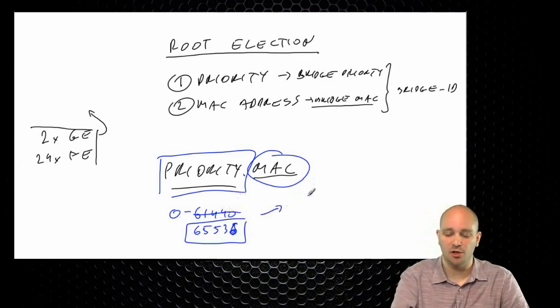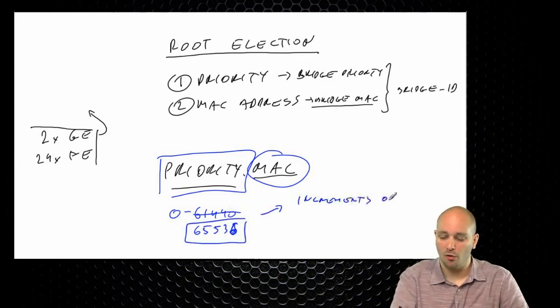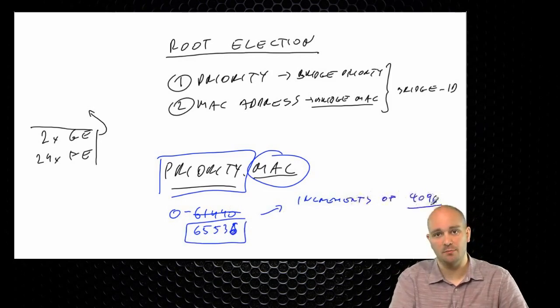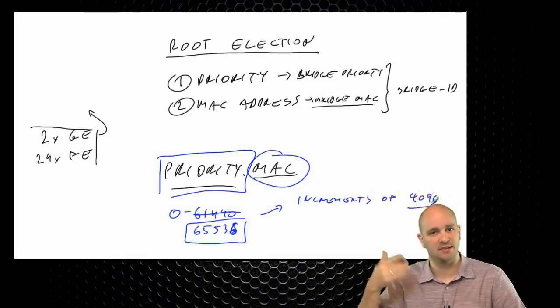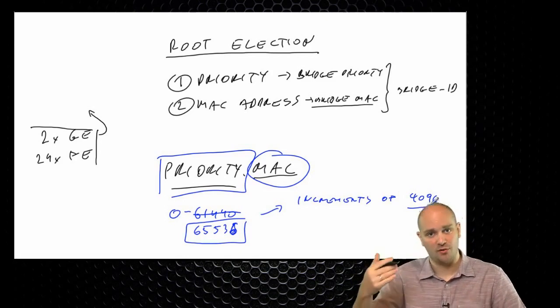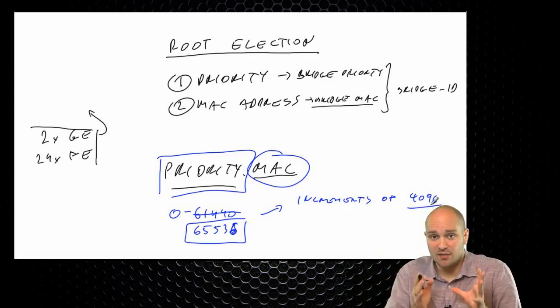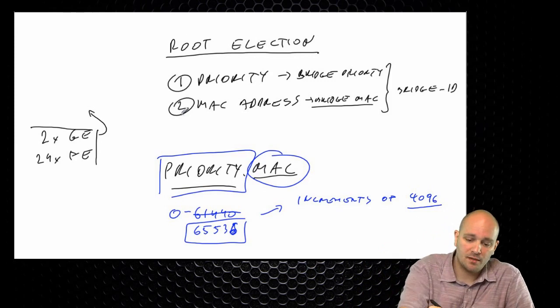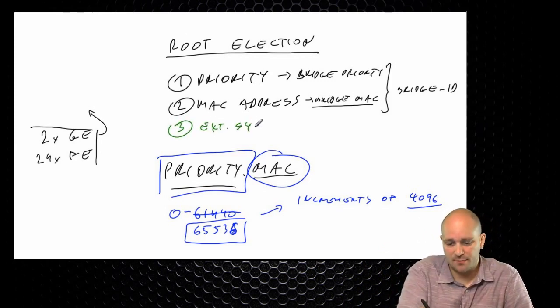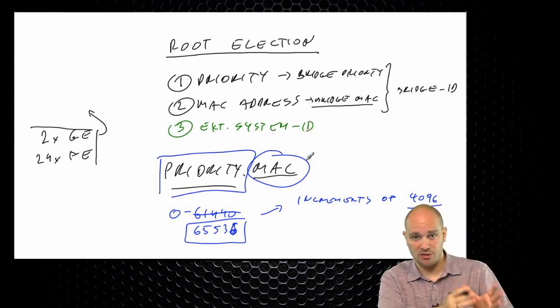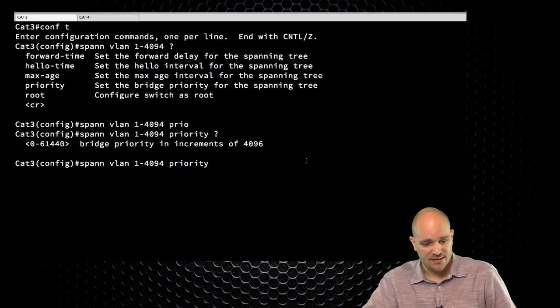Because these values here need to be increments of 4096. So you cannot use any values in between. So it's 4096, 8192, 12,000 something, 16,384, etc. Now, the reason for this is the third field here. It is the extended system ID. Now, you've seen that already in those captures that I did, and you can see it here as well.